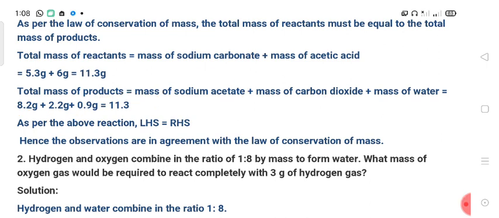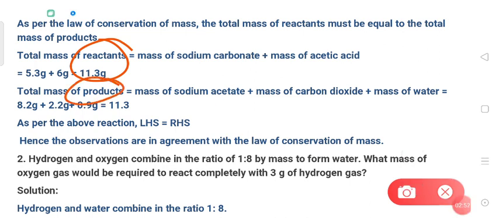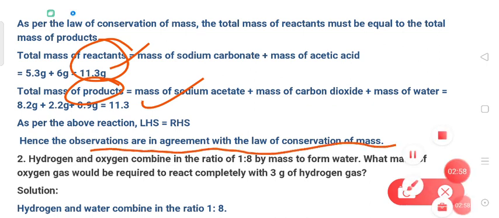So as you can see that in the above reaction, LHS is equal to RHS, means the total mass of reactants is equal to total mass of products, that is 11.3 gram. Hence the observations are in agreement with the law of conservation of mass. Now let's move on to the next question.